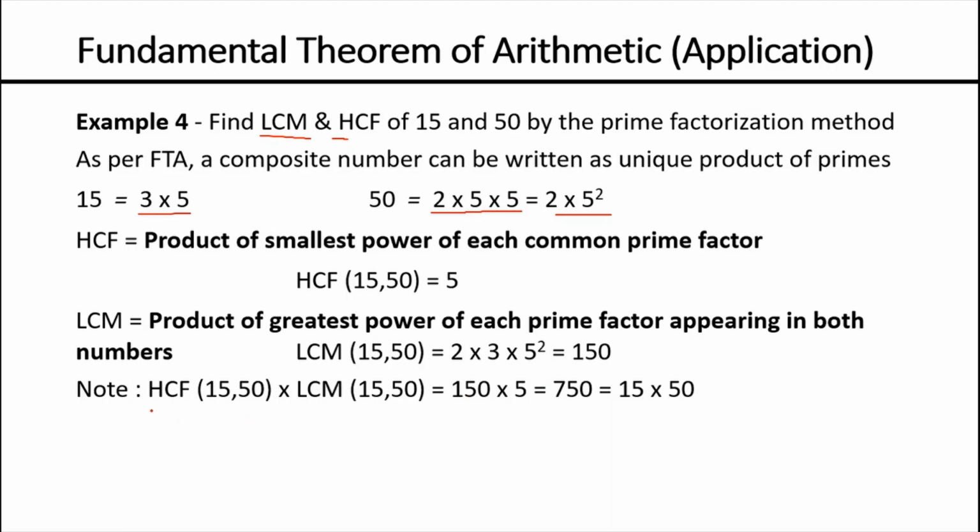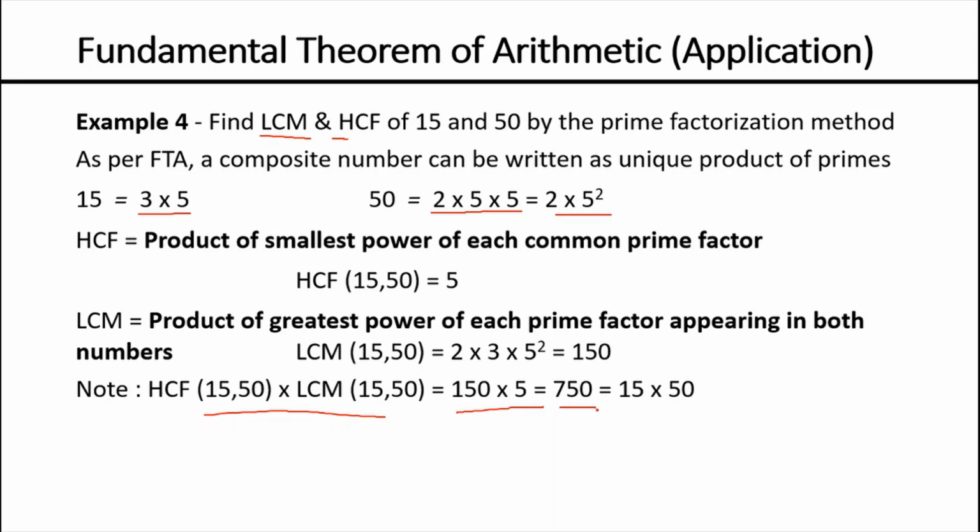Please note that from the above example we can see that the LCM of two numbers multiplied by the HCF of those two numbers is equal to the product of those two numbers. We have seen that the LCM of these two numbers is 150 and the HCF is 5. So 150 into 5 will result in 750, and the product of 15 and 50 would also result in 750.